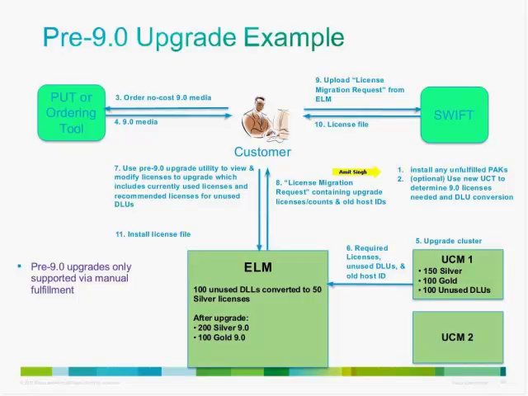Once you install your unfulfilled packs, you can use the UCT tool to determine what it's going to result in for the 9.0 licenses. Then you can do the DLU conversion. You can upgrade the cluster after that. Once you have done the upgrade, fulfilled all of your licenses, and switched the version to 9.x, the next thing is to generate a license migration request, which we are going to cover in the next slide.